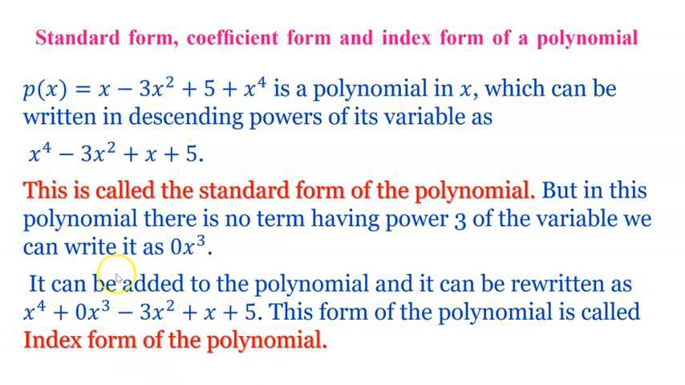So we have added an extra term here, that is 0x raised to 3. It makes no difference to this polynomial. That is 0 into x raised to 3 means what? It is a 0. Okay. This form of the polynomial is called index form of the polynomial. This is called the index form of the polynomial.